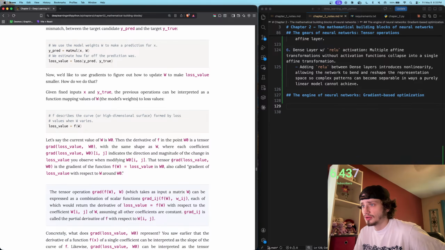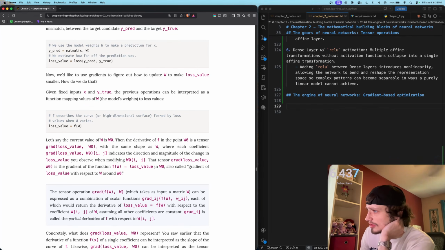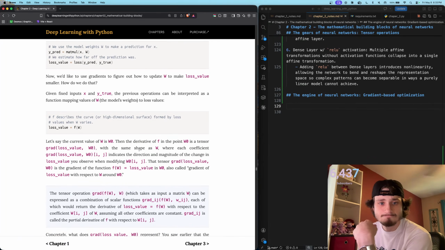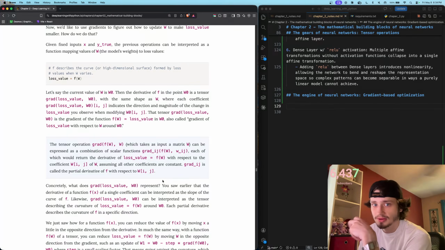The tensor grad loss value W0 is the gradient of the function f of big W equals the loss value in W0 for some weight, also called the gradient of loss value with respect to W around W0, right? Remember, the gradient is just another word for the derivative applied to this vectorization as a whole. It's like the concept abstracted to that.